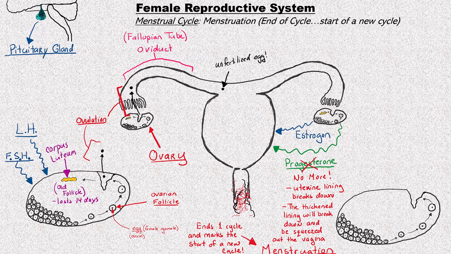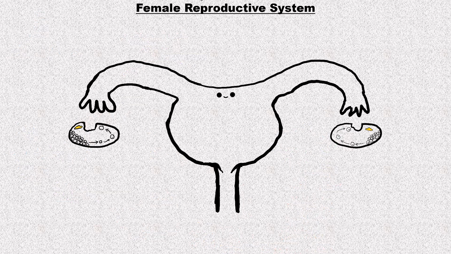All the lining is squeezed out, and the unfertilized egg is released as well. This is the menstrual cycle from start to finish. Let's see option 2, if fertilization occurs. So let's see what happens if fertilization does take place.